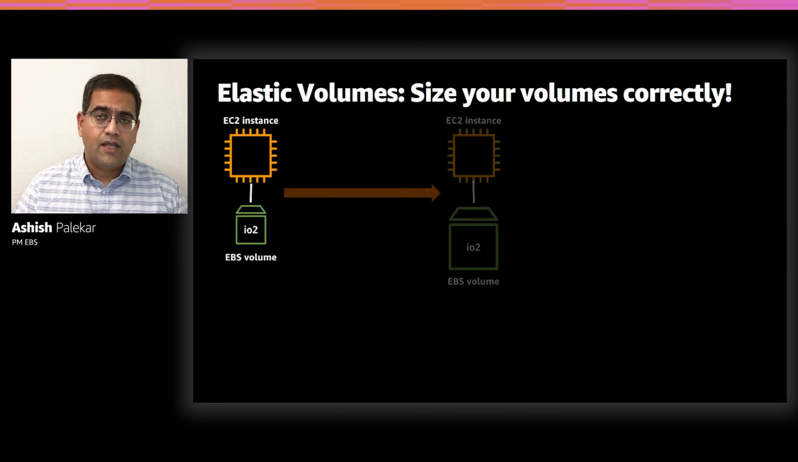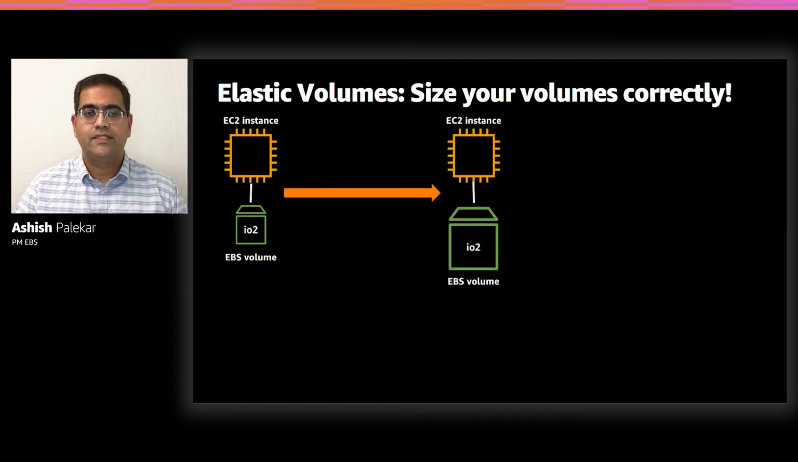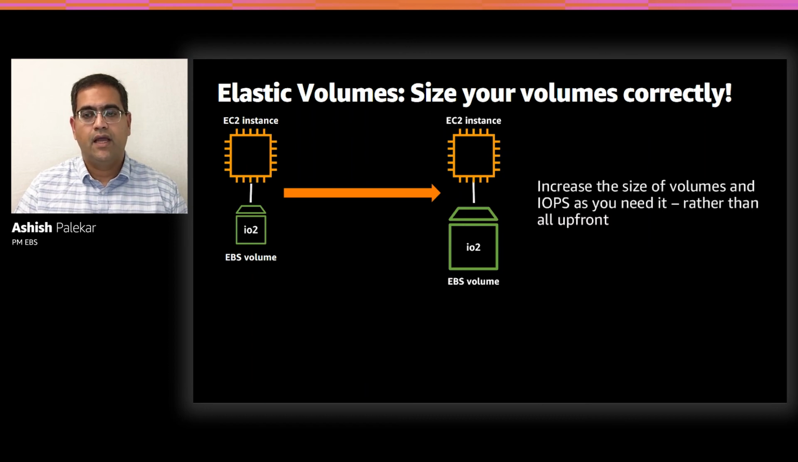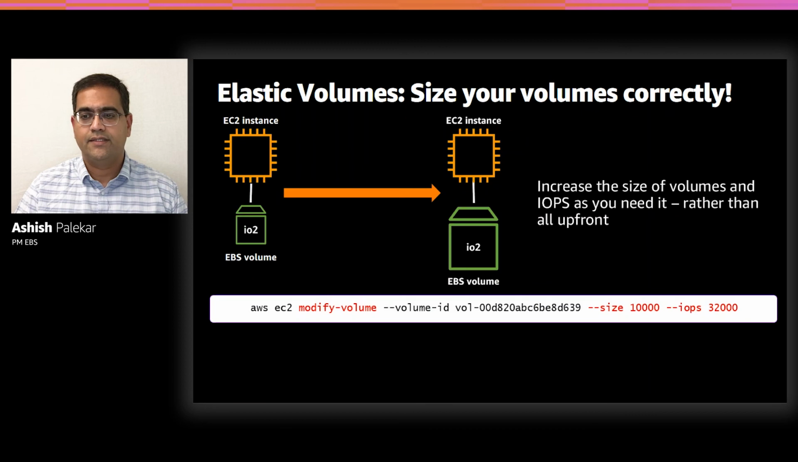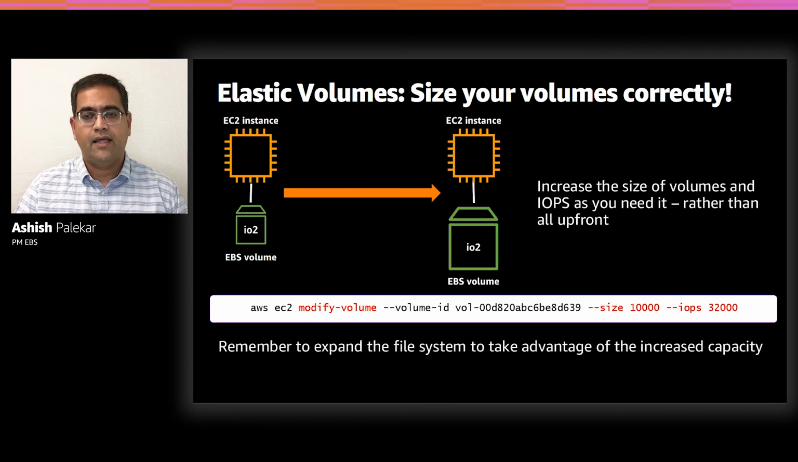Elastic volumes also allows you to size your volumes correctly. So you can start with a small IO2 volume. As your workload increases, you can increase the IOPS and the size requirements, and that allows you to scale as your workload needs change.